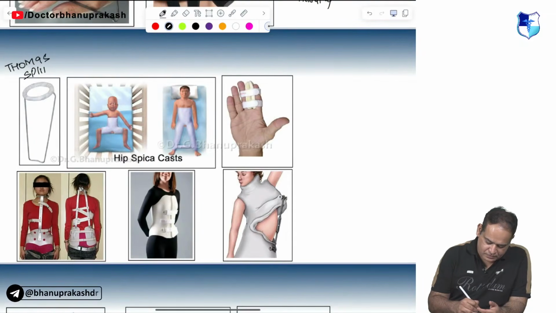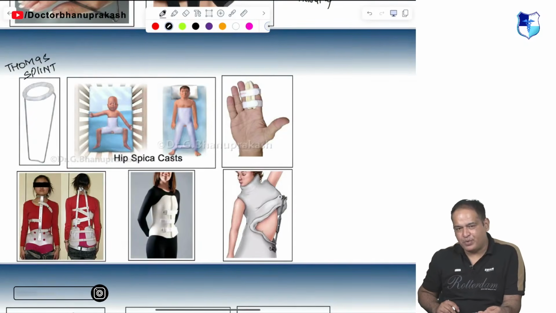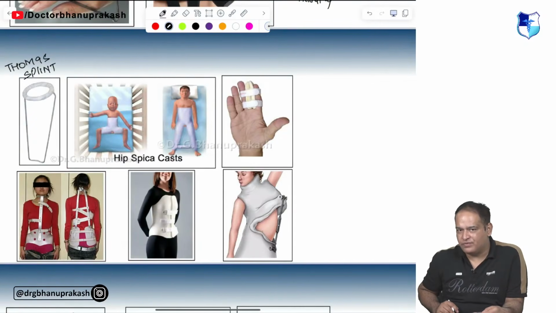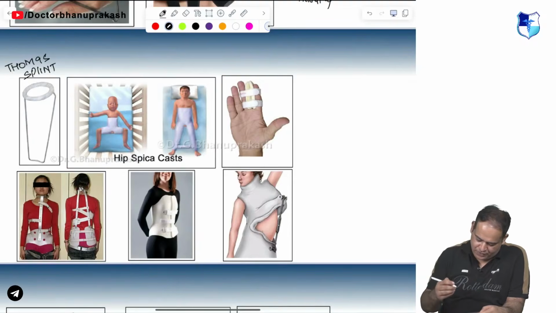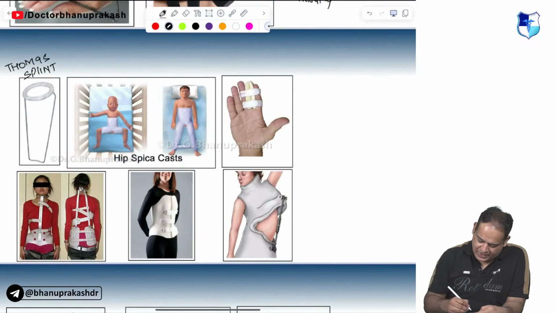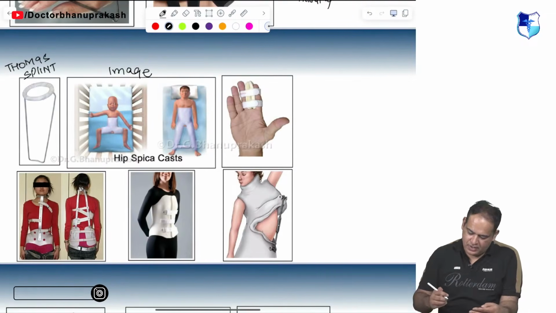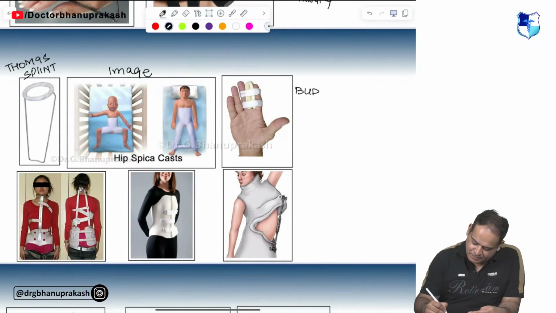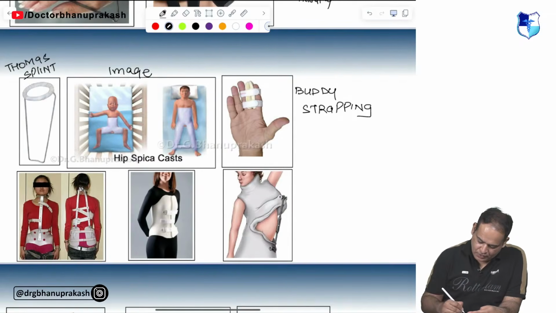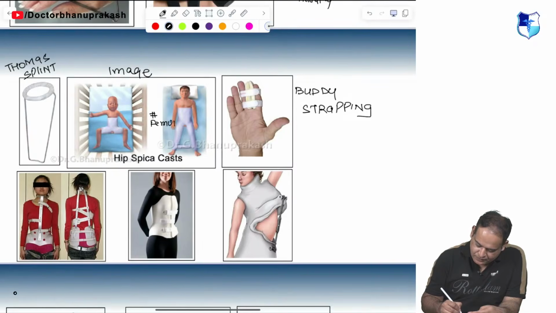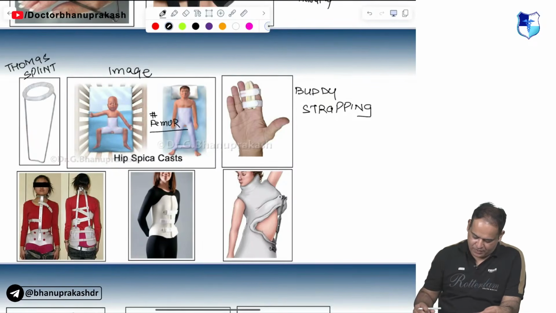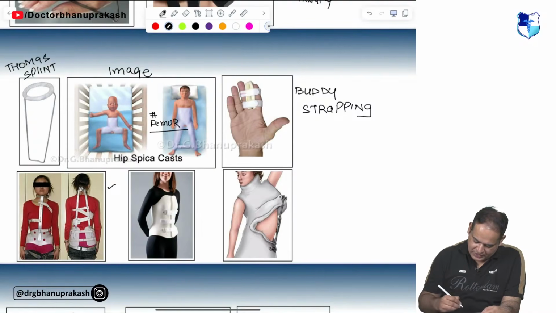Now, Thomas splint for temporary stabilization of lower limb fracture, femur fracture. Hip spica cast. Again, the image is important. Now, this is called buddy strapping. Hip spica casts are used for fracture femur. Again, this is what we have already studied.